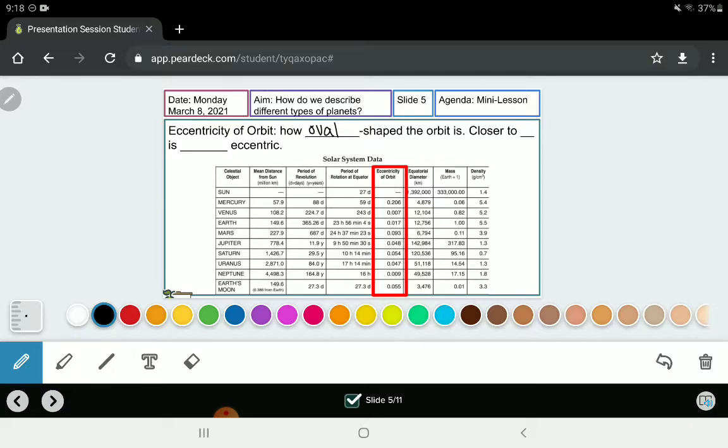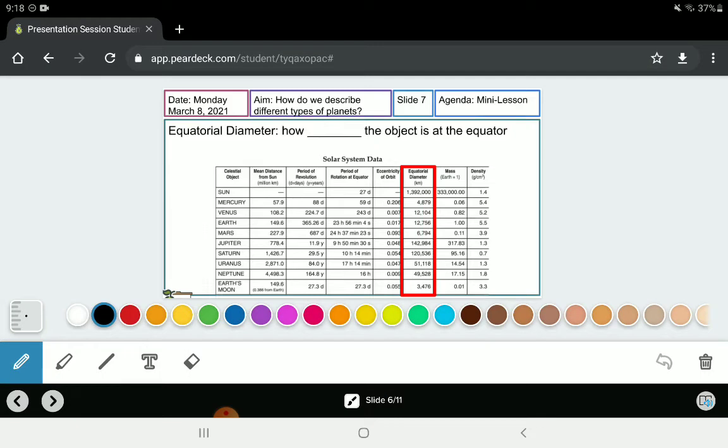The closer they are to 1, so if you're closer to 1, it is more eccentric. Also known as more oval shaped for our planets. So you can go through there and see who is the most eccentric out of all of the planets. And then who is the least.